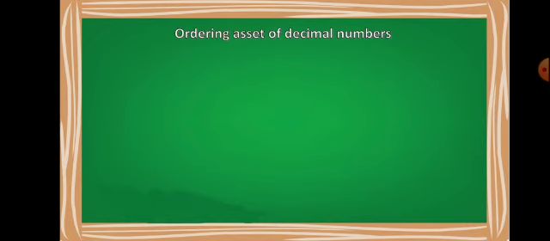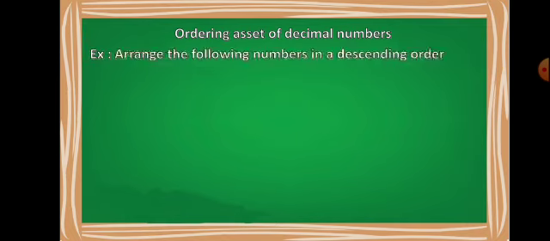Ordering a set of decimal numbers. To order the decimal numbers, we follow some points. For example, arrange the following numbers in descending order: 0.402, 0.42, 0.375, 1.2, and 0.85.